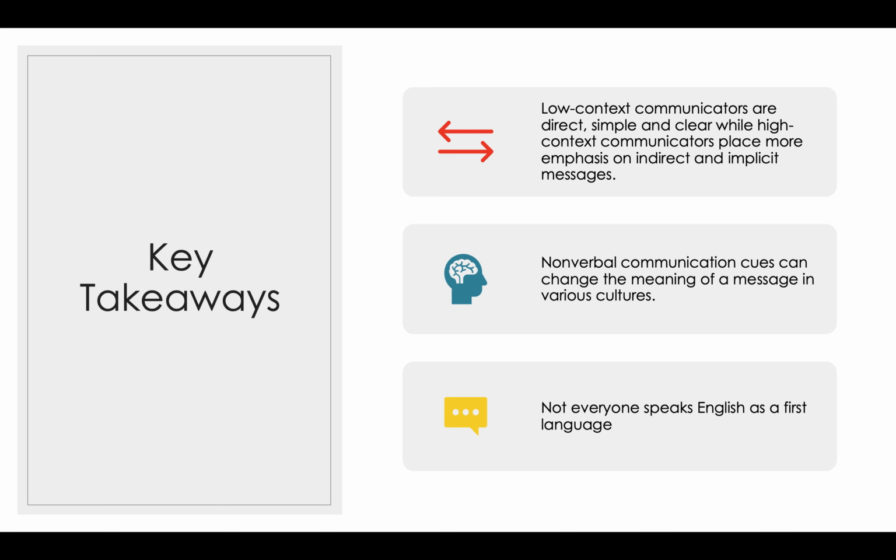To recap, low context communicators are direct, simple, and clear, while high context communicators place more emphasis on indirect and implicit messages. Nonverbal communication cues can change the meaning of a message in various cultures, and not everyone speaks English as a first language, so be considerate of how you communicate. Even if your cross-cultural team works remotely, these communication differences can still present themselves, and understanding these differences can help facilitate better cross-cultural communication. The rest of the page will talk about how some of these communication differences can present themselves in more common forms of communication for your remote cross-cultural teams.